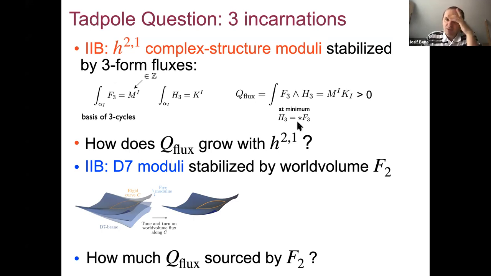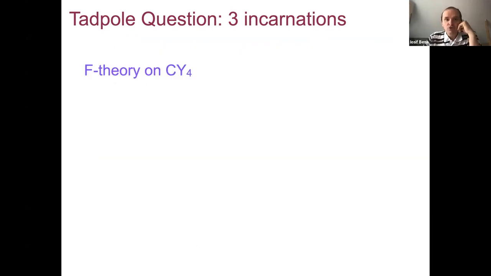You can ask the same type of question in the second incarnation, using the D7 moduli, when you have the D7 branes. They are stabilized by some flux F2, which only exists at some special place in moduli space. When you put an F2 there, the brane is stuck. And you can also ask how much Q flux is sourced by F2. You can also ask the tadpole question in the third incarnation, which is again the sum of the two.